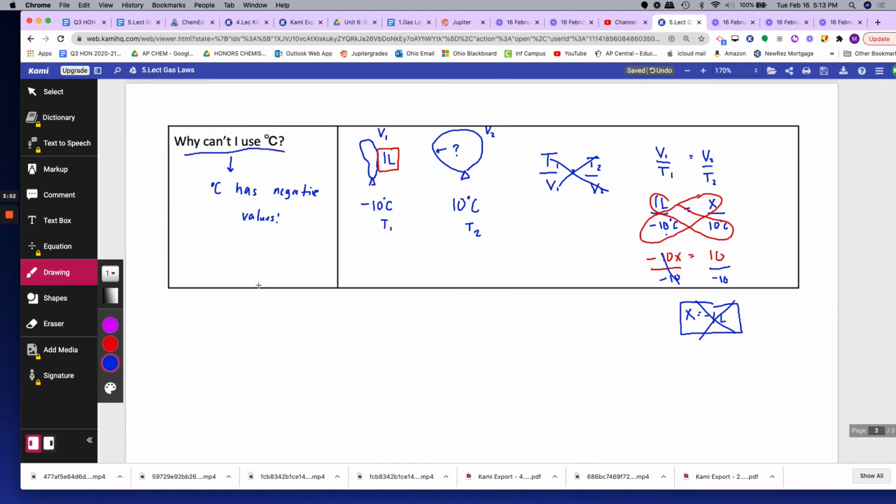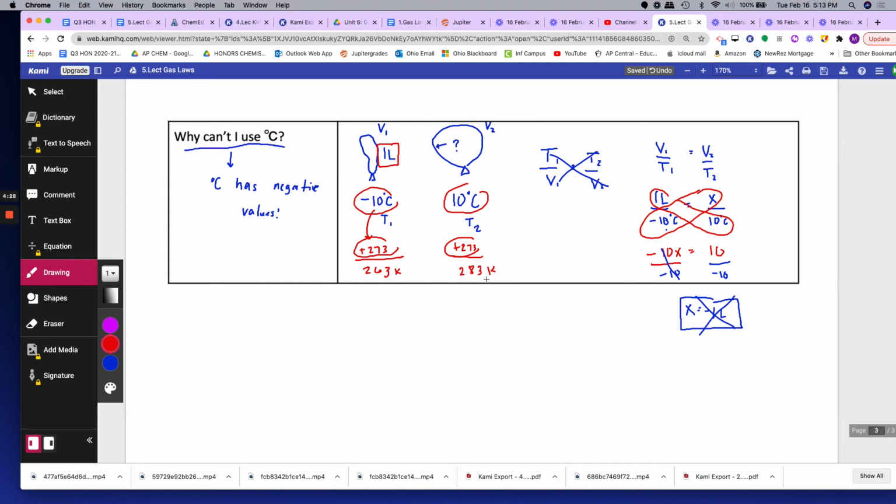So what you have to do is change this to Kelvin. So this negative 10 is really plus 273. You're going to get 263 Kelvin. This is plus 273. You're going to get 283 Kelvin. So 10 plus 273 is 283. Negative 10 plus 273 is 263. So the difference between this temperature and this is a value of 20. Negative 10 to 0, and then 0 to 10, that's 20 absolute temperature units. So 263 to 283 is really 20 absolute temperature units. And Kelvin is the absolute temperature unit. That's why you must use that.